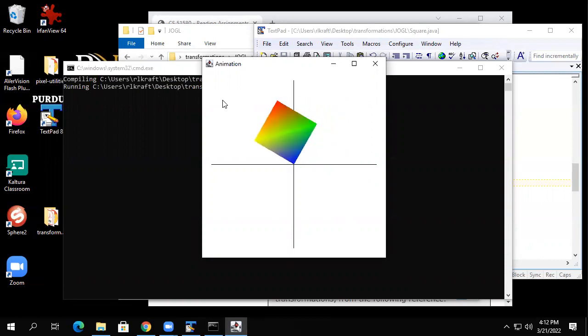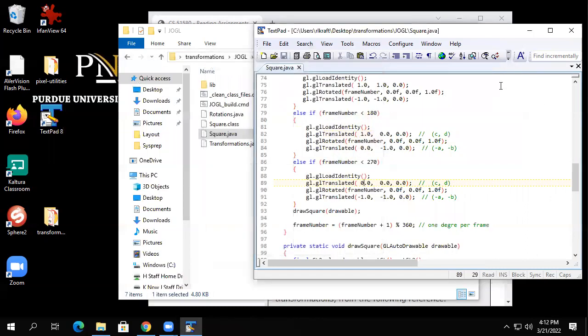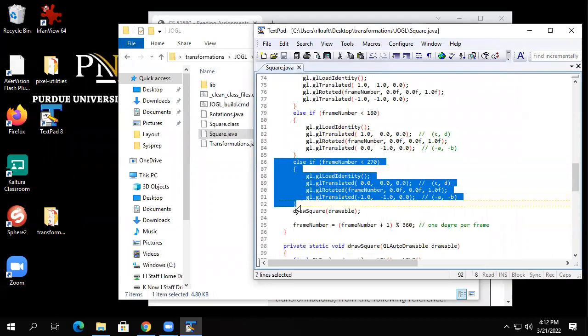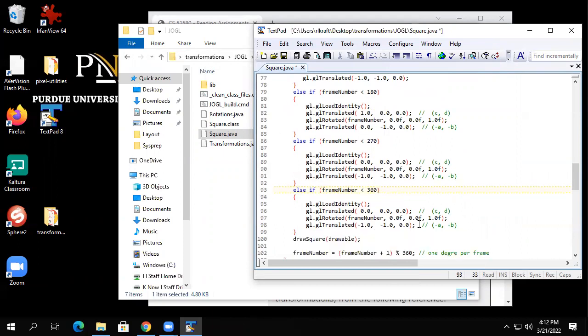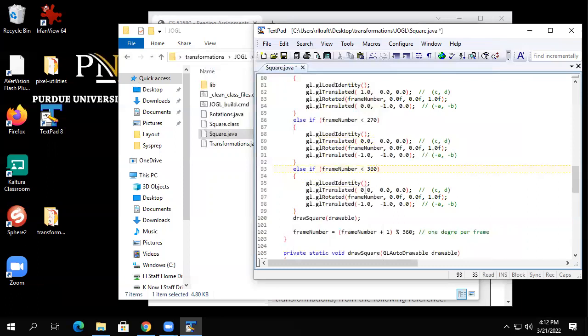Oh, we would rotate now around the top green one, right? Yeah, now we would rotate the green corner around the green corner there. Okay, so we'll now be rotating around this point up here. So now I need another block. This is going to be frame number less than 360. We're going to be at this point up here.